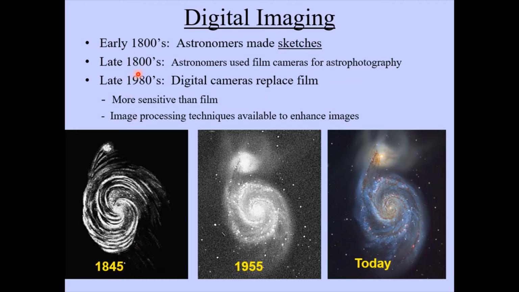In the late 1800s, photography was invented, and astronomers started to use film cameras for astrophotography. So this is a black and white photo from 1955 through a telescope of the same Whirlpool galaxy. And then in the 1980s, there was a revolution in imaging when digital cameras started to replace film cameras. And the advantages are that the digital cameras are much more sensitive than film cameras, and they allow image processing techniques to enhance the images. So this is a modern image of the Whirlpool galaxy taken through a modern digital camera.